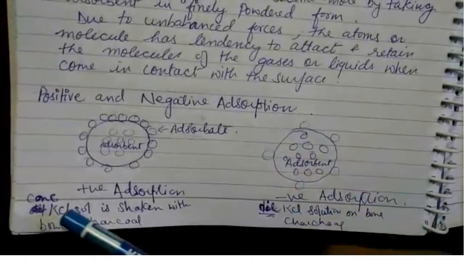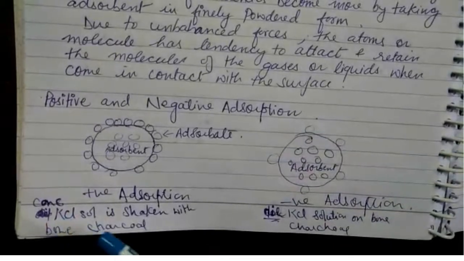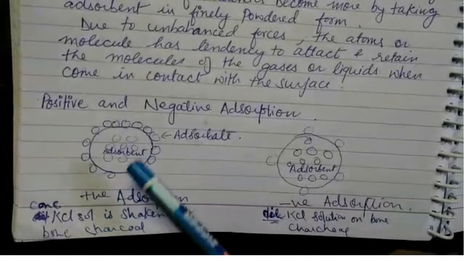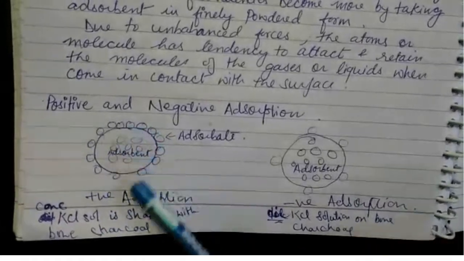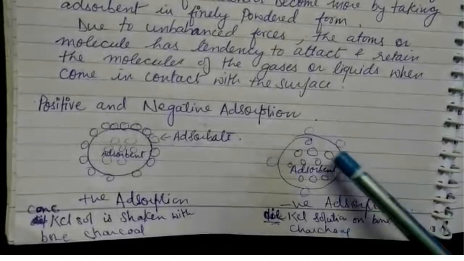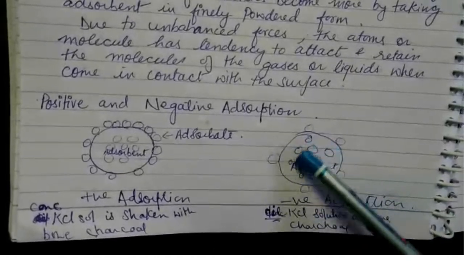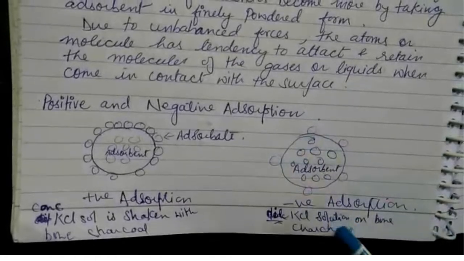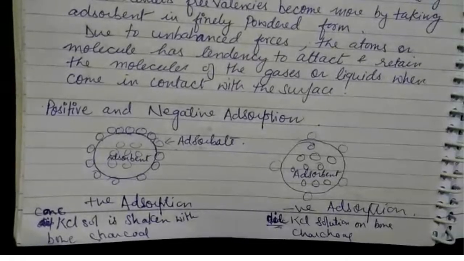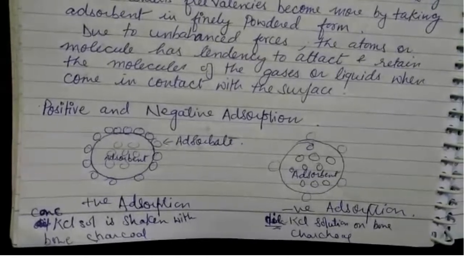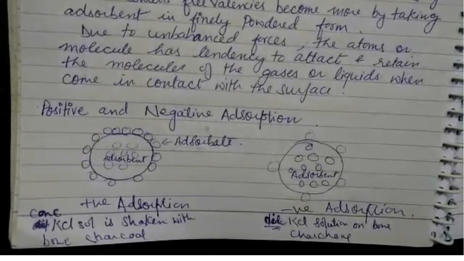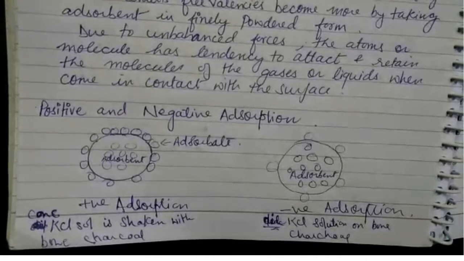I have given you an example here: when concentrated KCl solution is shaken with bone charcoal, it is an example of positive adsorption. In this case, the KCl molecules will be more on the surface, whereas if dilute KCl solution is taken with the bone charcoal, then the concentration of KCl will be more in the bulk than on the surface. Therefore, it is an example of negative adsorption. We can say that if adsorption is not taking place, meaning the concentration of the molecules is not more on the surface, then it is negative adsorption, and if the concentration of the molecules is more on the surface, then it is positive adsorption.